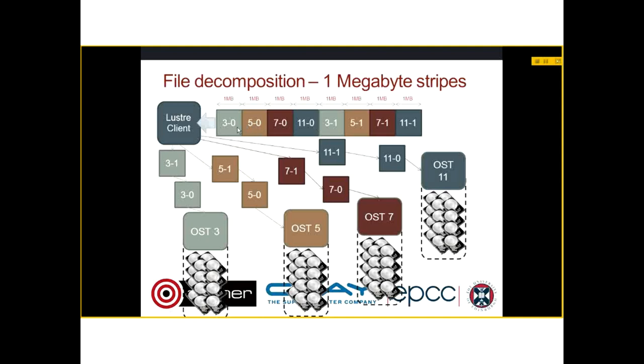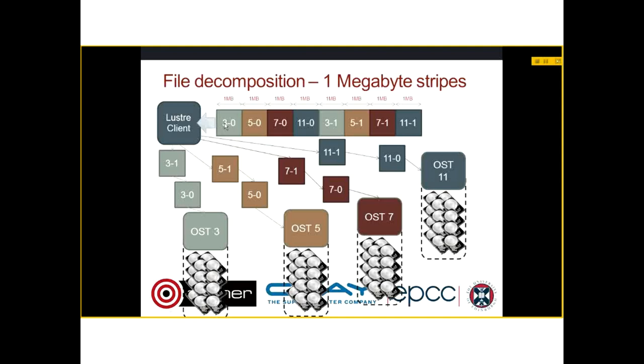The default number of stripes is 4. So the first megabyte will be on this OST here, and the fifth megabyte will also be on that OST. So you can see how they're striped. The access to each part of this file will be to a different OST. So if you're writing out this file, even if you're doing just a serial write, so this is one process.